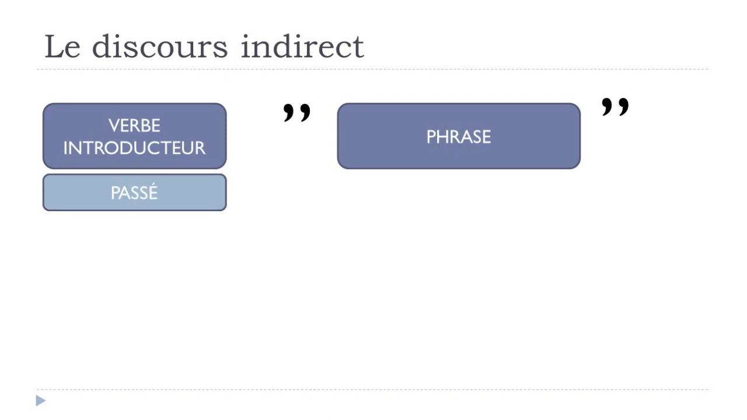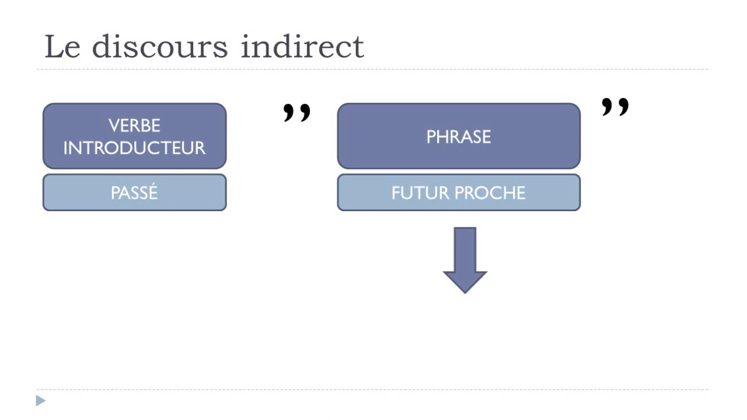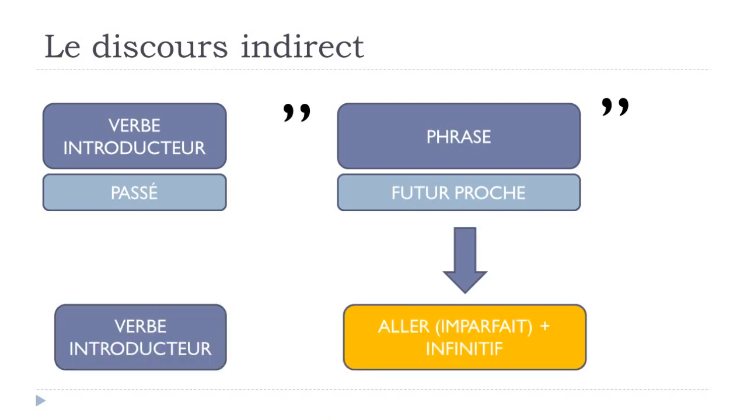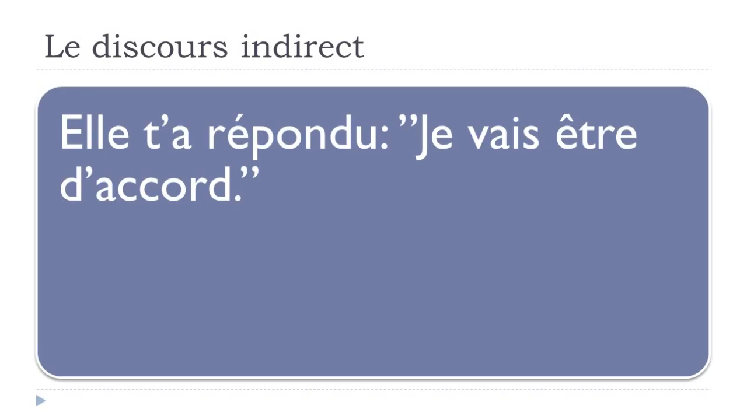So now, if we've got the futur proche in the second part, this futur proche will become aller, and it should be at the imparfait form plus l'infinitif. And so, elle t'a répondu, je vais être d'accord. So keep in mind that when we talk about this futur proche, it's aller anyway, but in that case it's at the present form. Je vais, I am going to be, okay, je vais être, we want to make the liaison, je vais être, so I am going to be, and in that case, as I said, it's the present form.